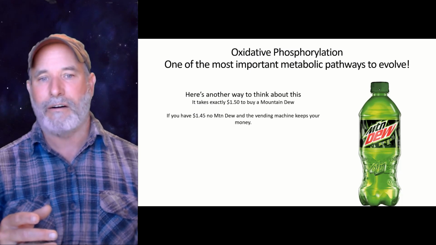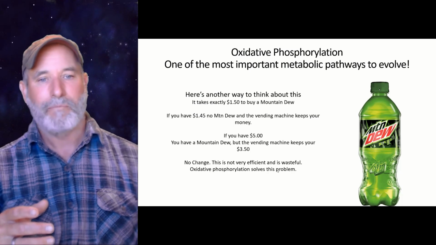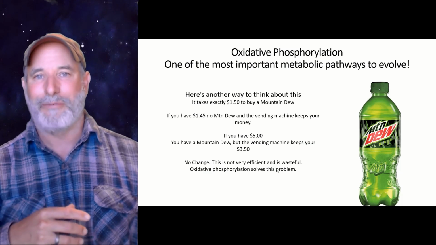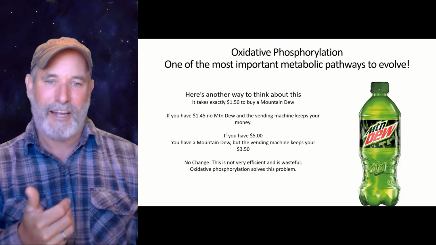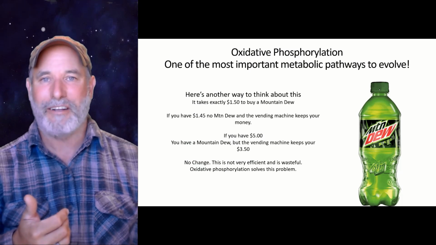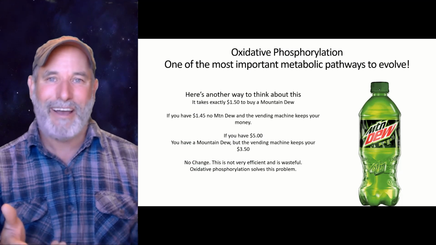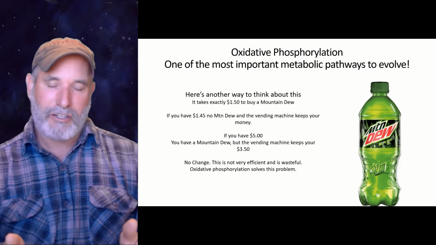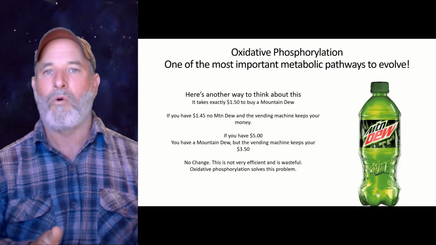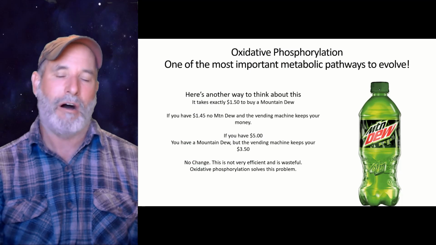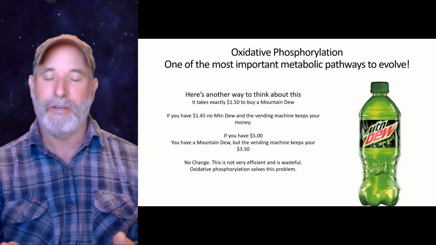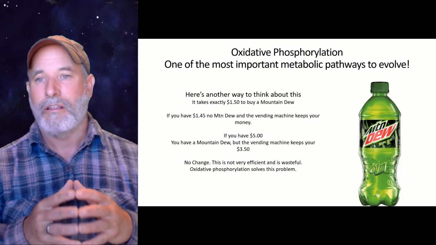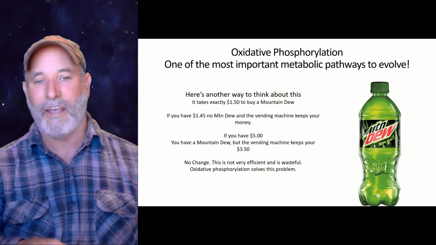All right, now, let's think of it this way. Let's say you get a $5 bill. You stick it in the Mountain Dew machine. You pop out a Mountain Dew. Fantastic. Machine keeps your $3.50. Yeah, that's bad, right? You get no change back. If your exergonic reaction produces a lot more energy than is needed for an ATP molecule, then that extra energy is lost. You get your ATP, but you don't get change. This is not efficient and it's wasteful.